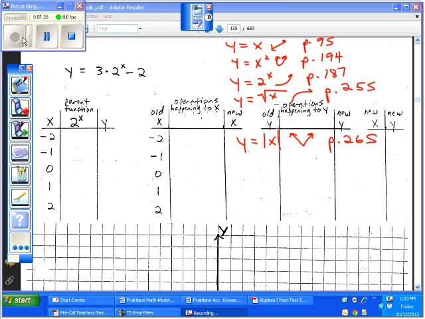So there's your basic parent functions. We have a line, page 95, a quadratic or a parabola, page 194, exponential growth, page 187, square root graph, page 255, absolute value graph, page 265.